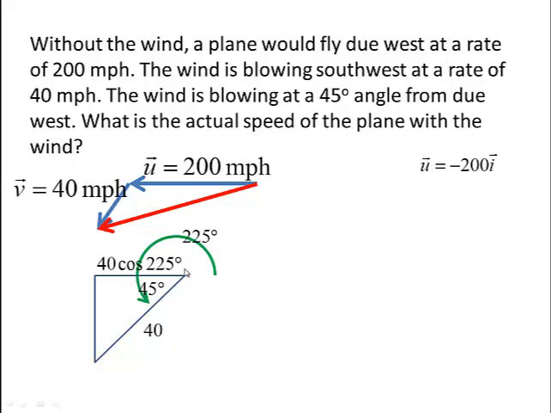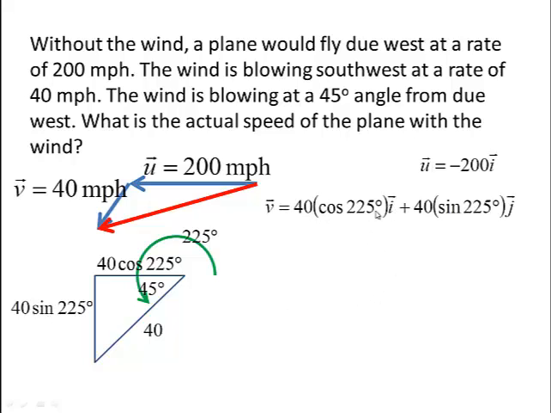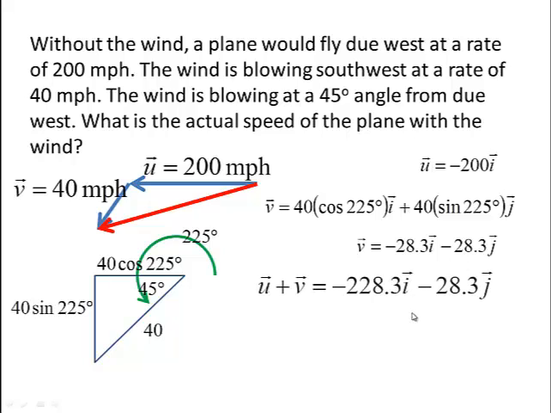So now we know that the horizontal component is 40 times cosine of 225, and the vertical component is 40 times sine of 225. Putting that in my calculator, I get these values. So the horizontal portion would be negative 200 plus negative 28, and the vertical component will be 0 plus negative 28. So we get these values for my sum vector, my resultant vector.